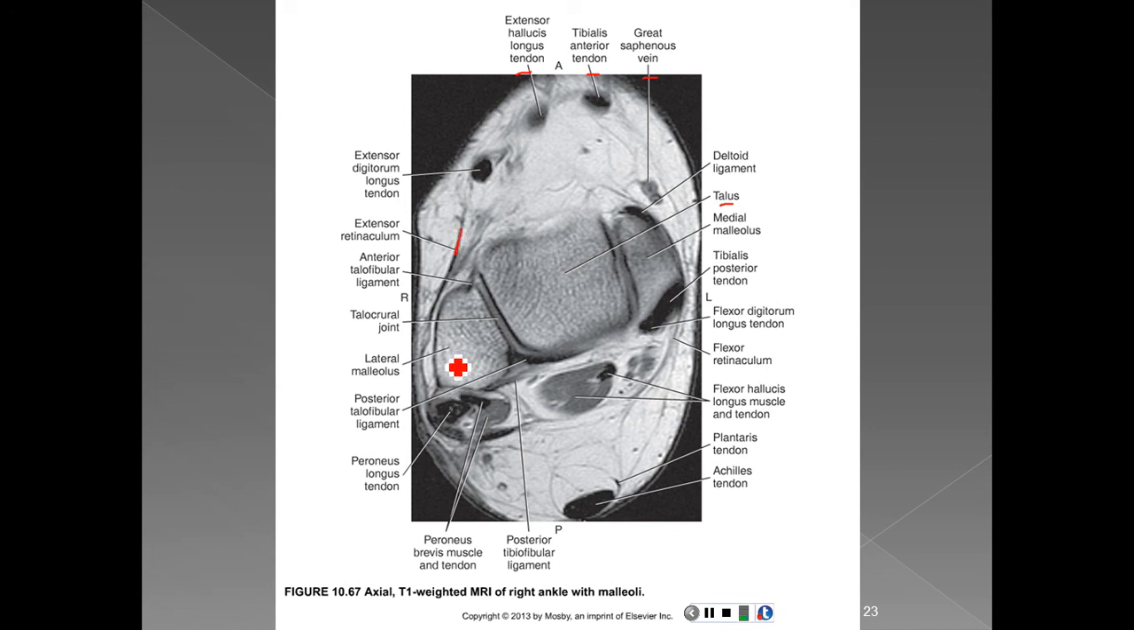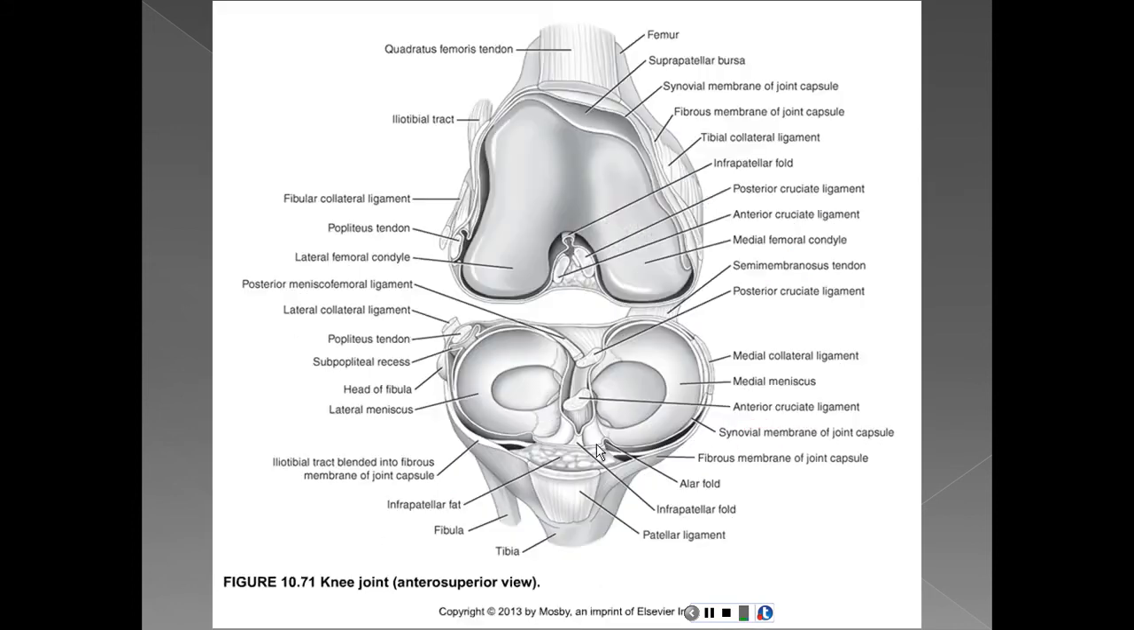Lateral malleolus. Medial malleolus. The flexor hallucis longus muscle and tendon. All these are very important. Here's the Achilles tendon. It's very dark. The peroneus longus tendon. So this is the posterior foot. This is the anterior ankle, actually.